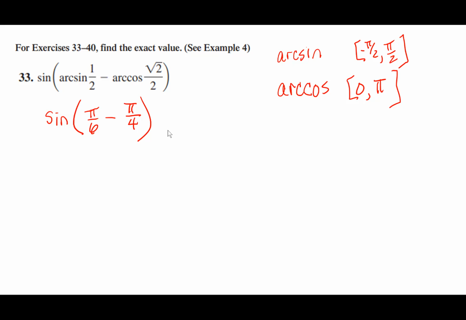So you're trying to find the sine of this difference. And if you subtract pi over 6 minus pi over 4, you're not going to get an angle that you know on your unit circle. So you need to use the difference formula for sine. And so that is going to be sine pi over 6 cosine pi over 4 minus cosine pi over 6 sine pi over 4.